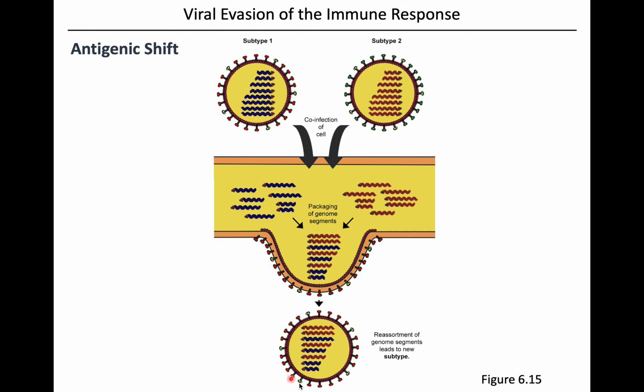So now what you end up with budding out of this infected cell is a virus that, at least in terms of its antigens, does not resemble either subtype 1 or subtype 2. So this would be a new subtype 3, right? And most certainly your immune system is not going to be able to recognize that new subtype. So this happens with influenza virus all the time.